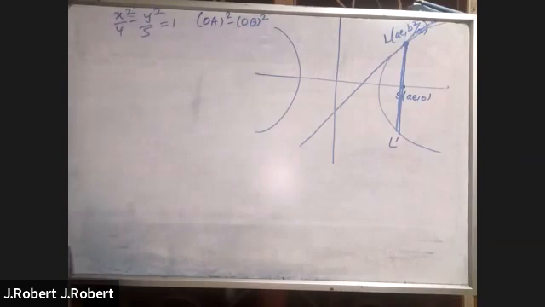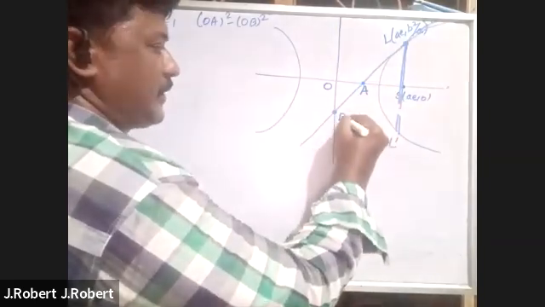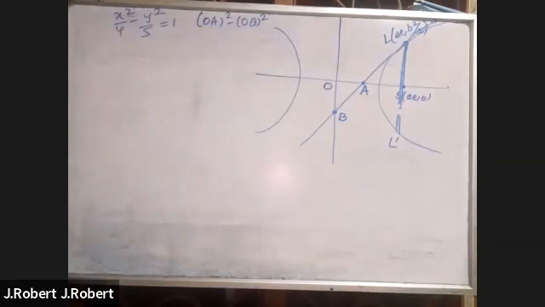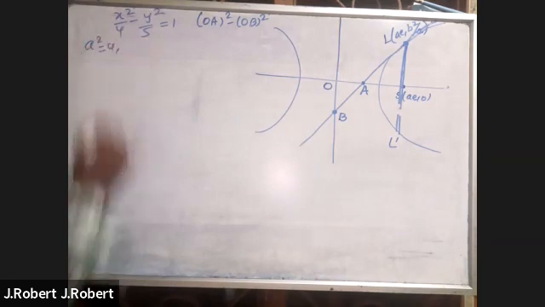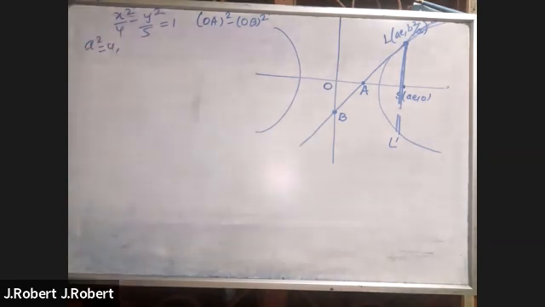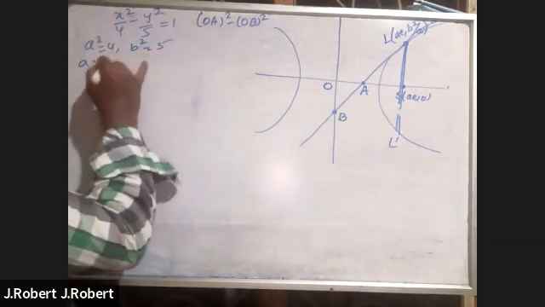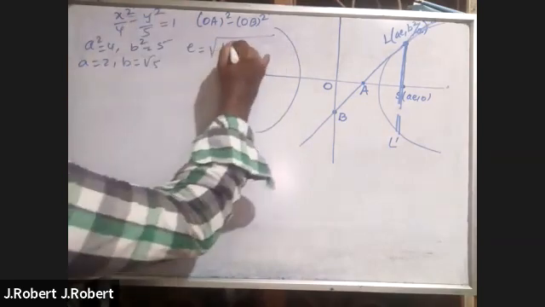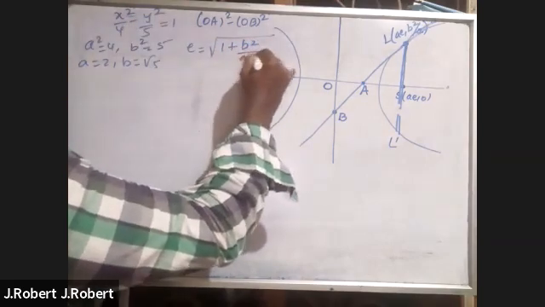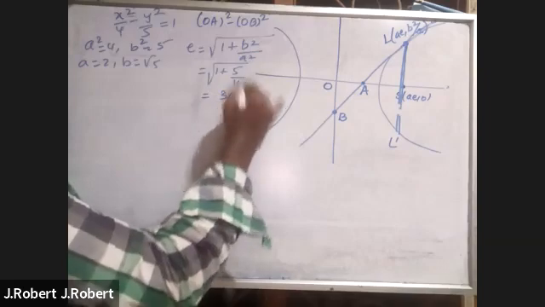This is the origin. When it meets the x-axis, this is point A, and this is point B. So I have to find out what A and B are. From the hyperbola we can take a square equals 4 and b square equals 5. So a equals 2 and b equals root 5. Your e equals square root of 1 plus b square by a square, which is root of 1 plus 5 by 4, 9 by 4, which equals 3 by 2.